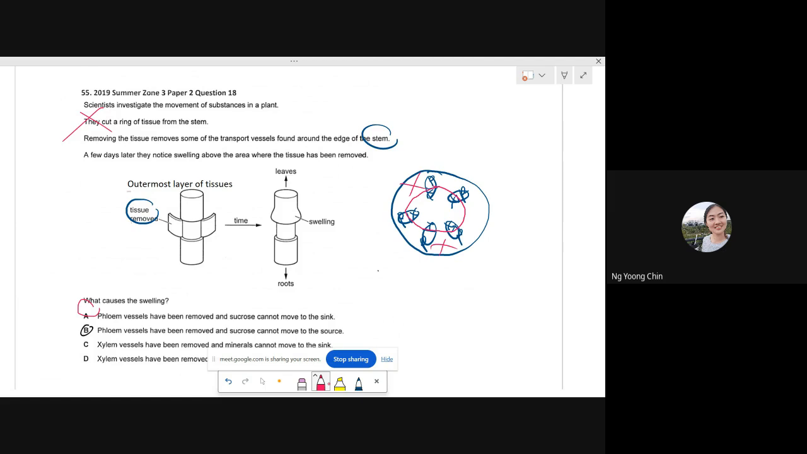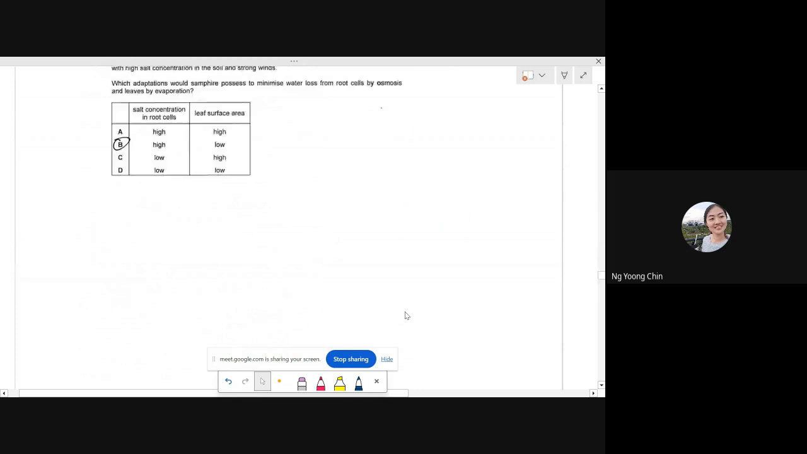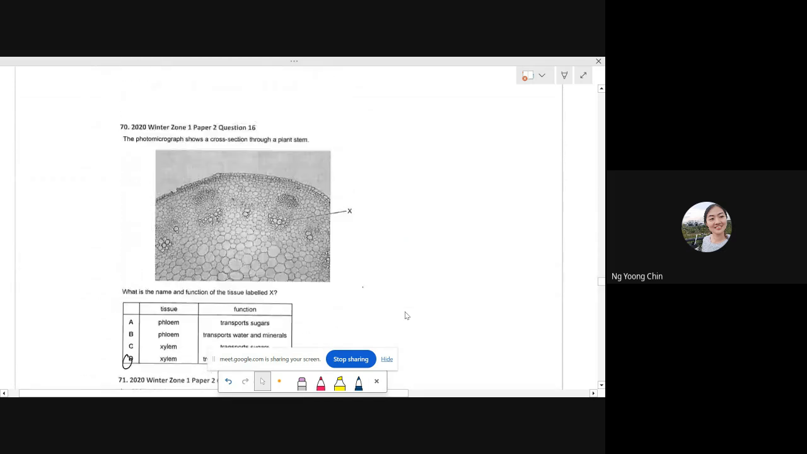That's why the upper part of the cutting section swells, because the phloem no longer exists. What does the phloem do? Translocation. It helps to transport nutrients from one place to another, right? Since you removed the phloem, the sucrose is unable to move from the leaf, which is a source, to the roots, which is a sink. So the answer is A. Okay, very good.